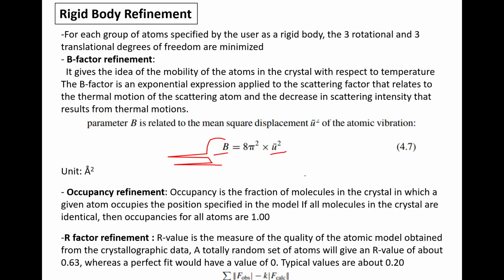So how near these experimental and theoretical values are to each other is given by the R factor. These R factor values should be near 0. But it is never 0, because there will always be some difference between the theoretical and the experimental structure factor magnitude. The nearer it is to 0, the more refined your R factor is.